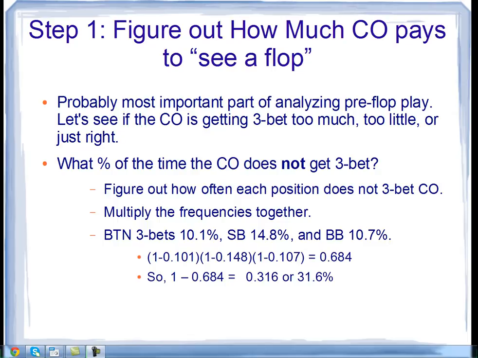So I want to make sure nothing's confusing. All we're trying to do is figure out how often the cutoff opens and gets 3-bet. And the way we do that is by first figuring out how often the cutoff is not 3-bet, and then we subtract that from 1. So that's all we've done here, and we found that the cutoff will open and get 3-bet by some position 31.6% of the time, so about a third of the time.